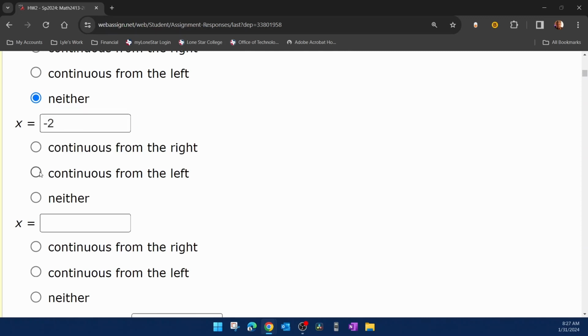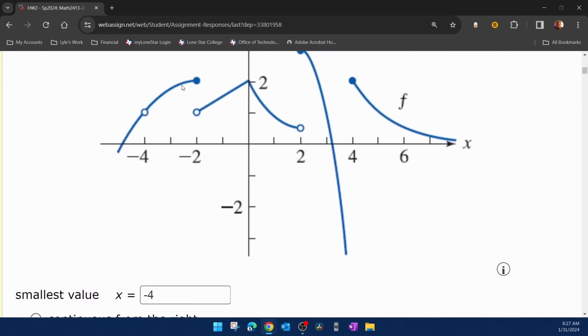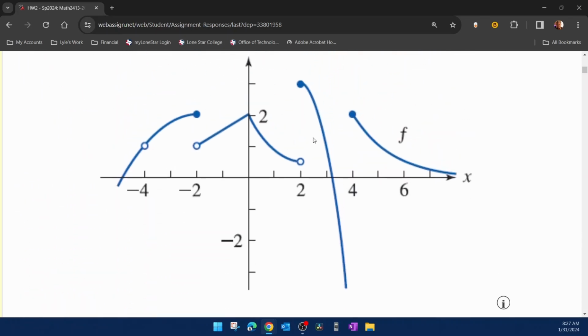However, it is continuous from the left, because I just talked about that at -2, if you come in from the left, you actually reach the point at -2. It would not be continuous from the right because as you approach -2 from the right, you don't reach a point. All right, next value of x where the graph is discontinuous is at +2.